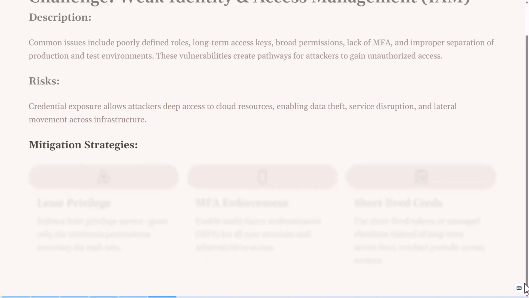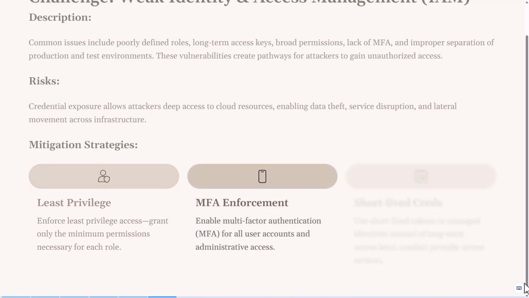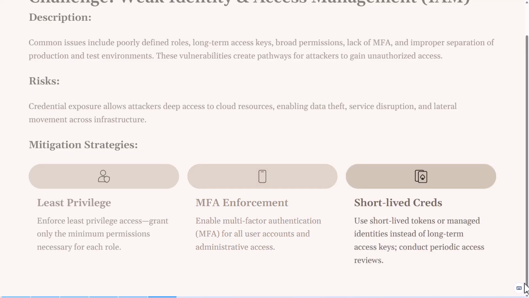Some solutions for this challenge are using least privilege, grant only the minimum permission necessary for each role, or using MFA, means enabling multi-factor authentication. Use short-lived credentials instead of long-term access keys, and review access regularly.